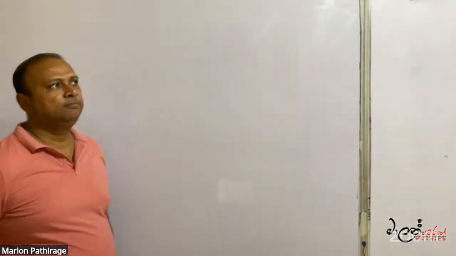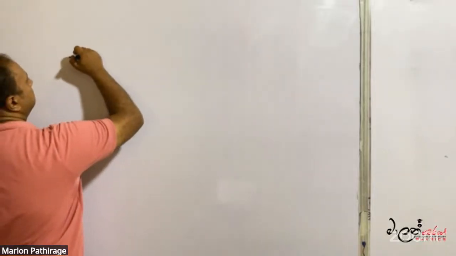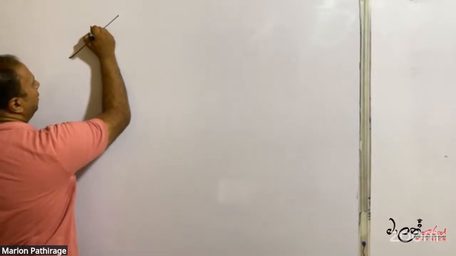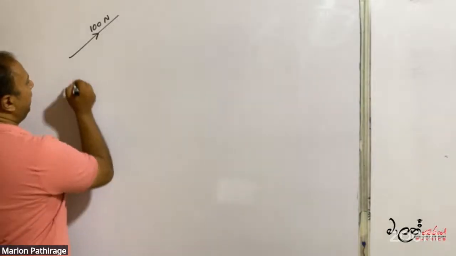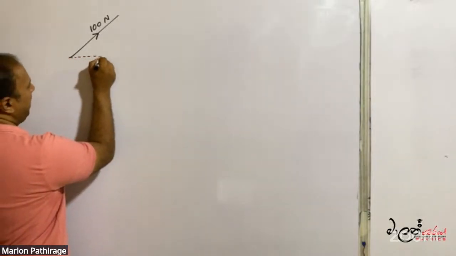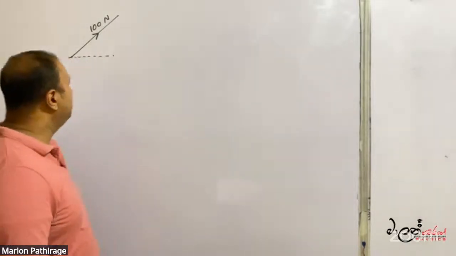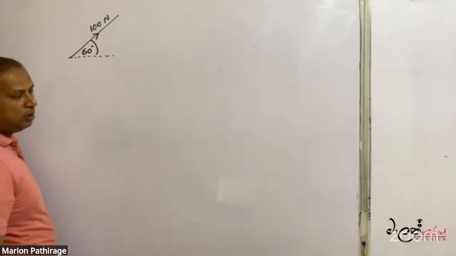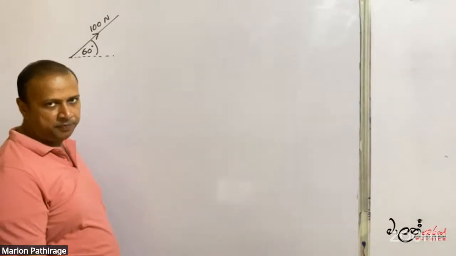Okay, we can do some examples today. Look at this one. Now, you are given 100 Newton force, and this force creates a 60-degree angle with the horizon. So you have to resolve this force into horizontal and vertical directions.